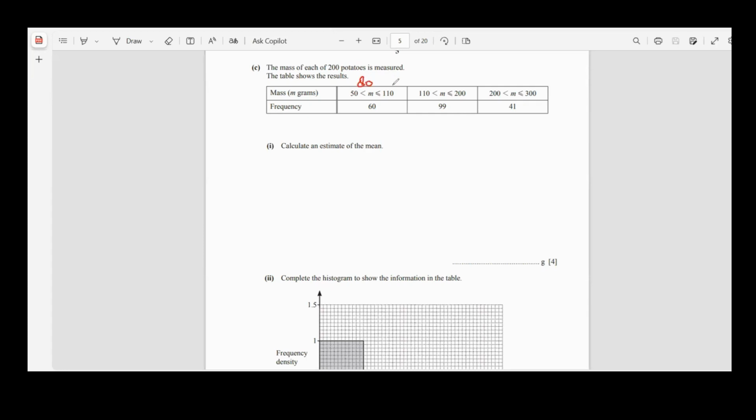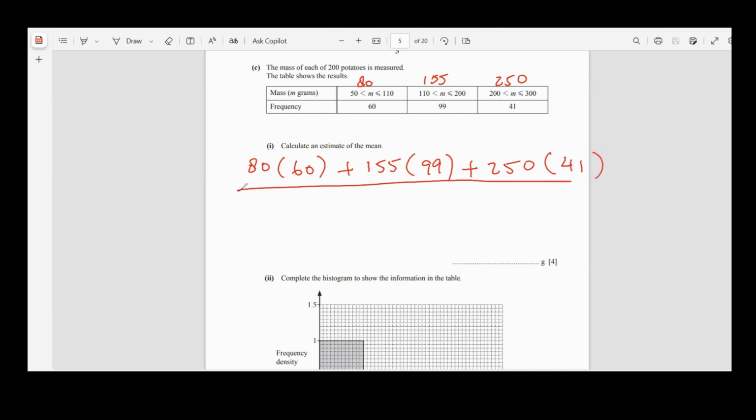And then the other one is 110 plus 200, which gives 155. And then the other one is 250. So the mean is 80 times 60 plus 155 times 99 plus 250 times 41, over the total frequency, which is 200.